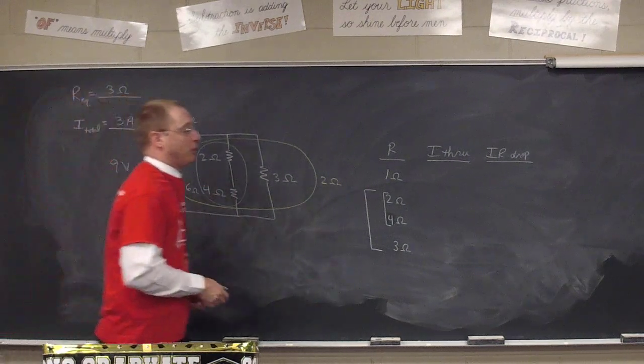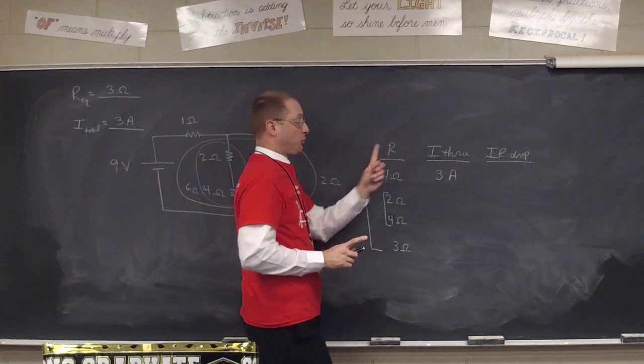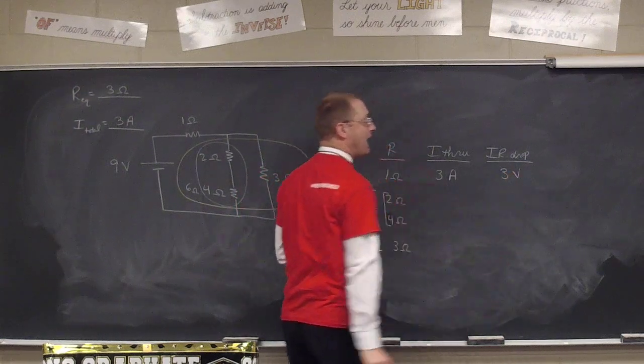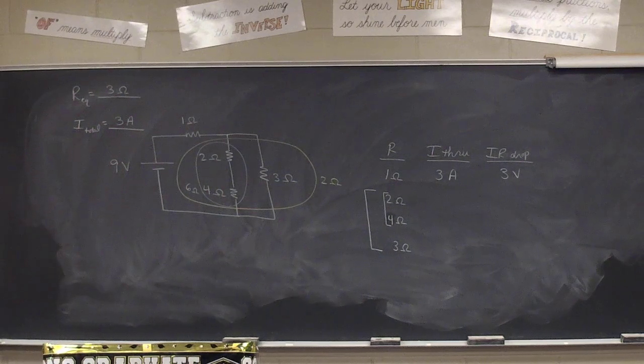Now 3 amps doesn't have to go through all the others because there's options, but there are no options at this point yet. There's still all 3 amps. And if 3 amps through 1 ohm, it uses 3 volts. Let the simple series be easy. Now we come to the less easy part.